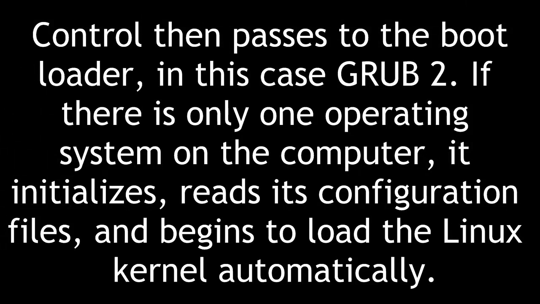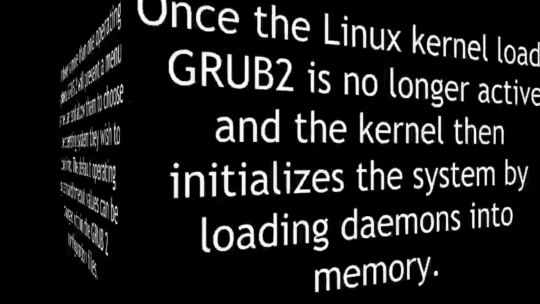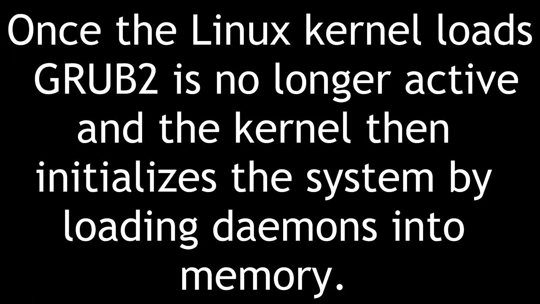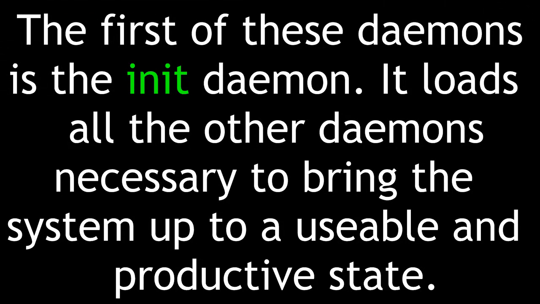If there is only one operating system on the computer, it initializes, reads its configuration files, and begins to load the Linux kernel automatically. If there is more than one operating system, GRUB2 will present a menu to the user and allow them to choose the operating system they wish to boot into. The default operating system and timeout values can be changed within the GRUB2 configuration files. Once the Linux kernel loads, GRUB2 is no longer active, and the kernel then initializes the system by loading daemons into memory. The first of these daemons is the init daemon. It loads all the other daemons necessary to bring the system up to a usable and productive state.